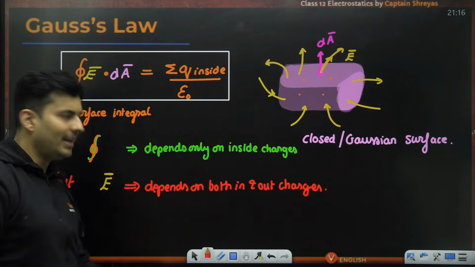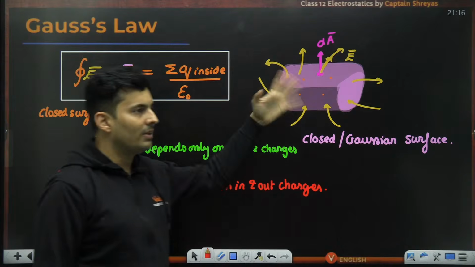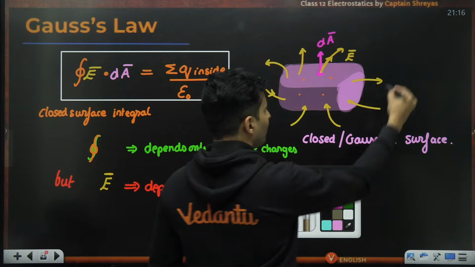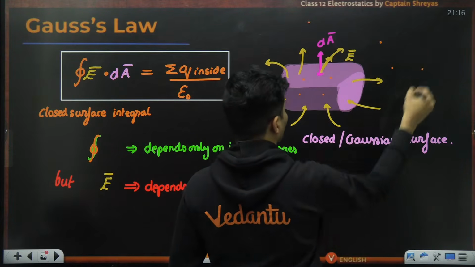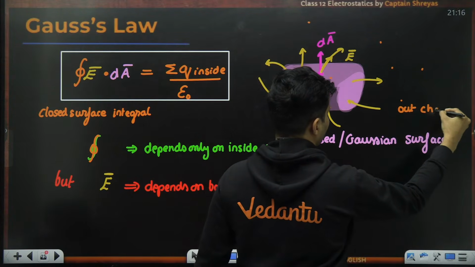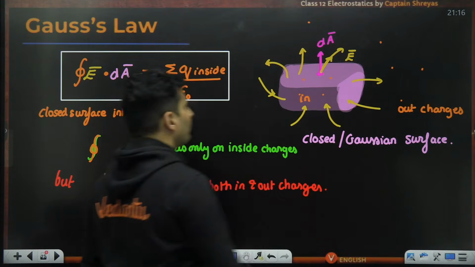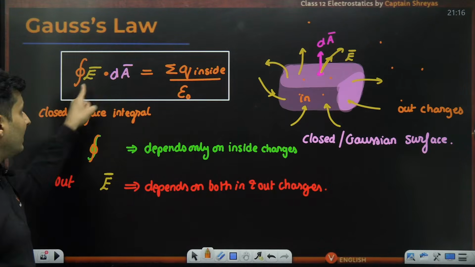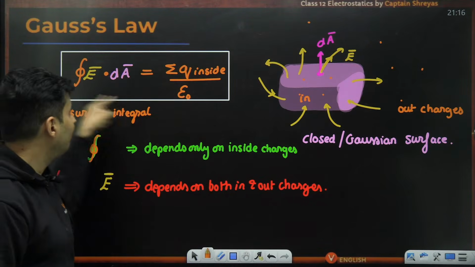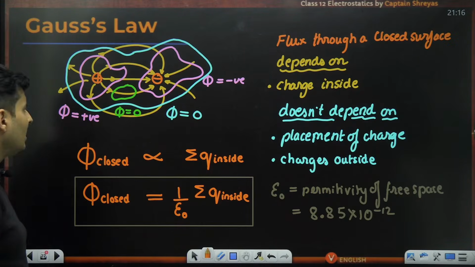This is a very important concept, guys. This value will depend on whatever charges are present inside, and maybe some charges are there outside also. These are outside charges. These are basically inside charges. So this field will depend on both, but the value of the integration, the summation, only depends on the inside charges. Kind of makes sense.